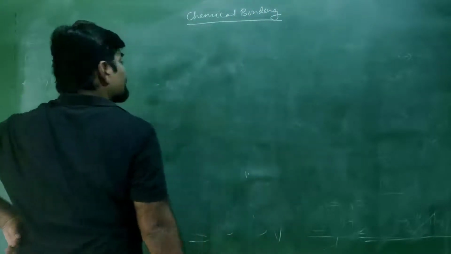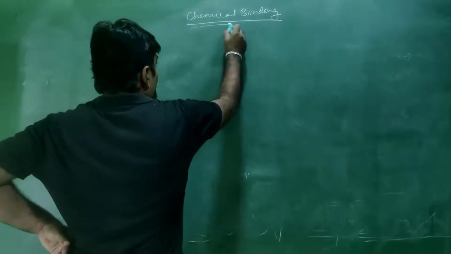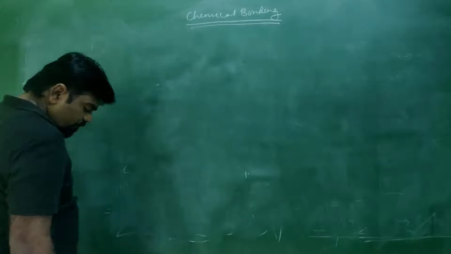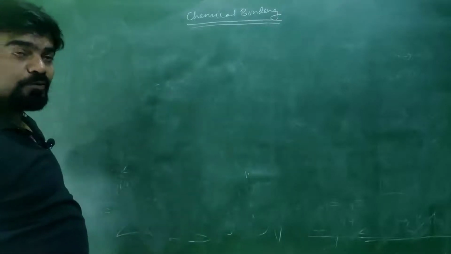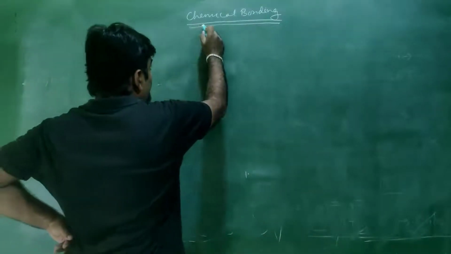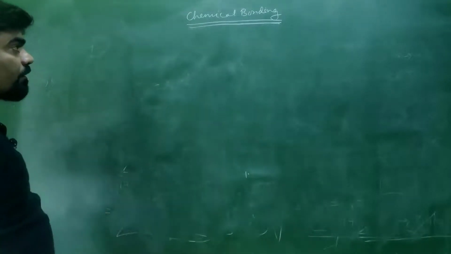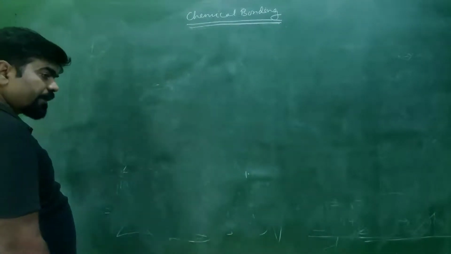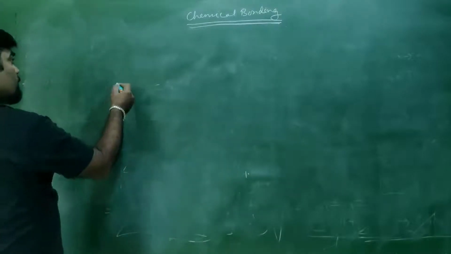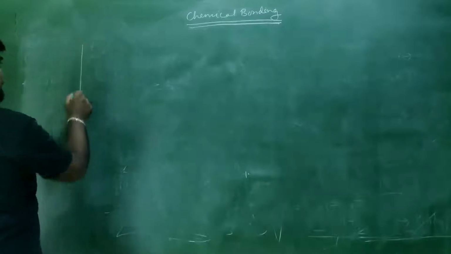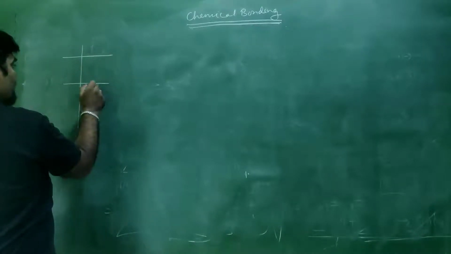Chemical bonding. Again, this is a very important chapter, chemical bonding and periodic classification. So please go through your proper notes. While revising the chapter, you should keep your notes in front of you and see all the details. So in chemical bonding, we will revise the things in two different parts.